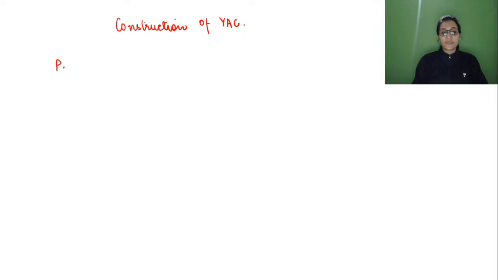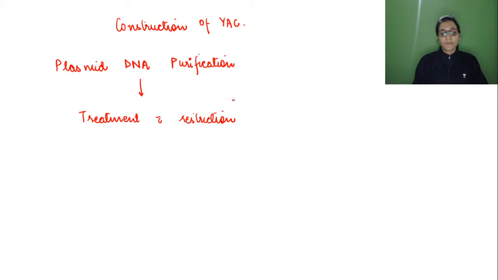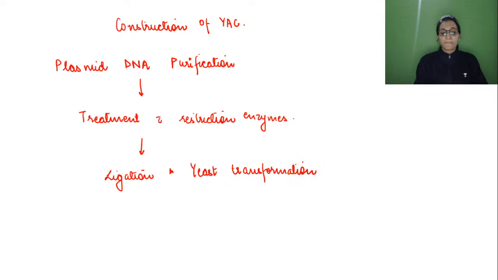So the first step is plasmid DNA purification. After this, it should be treated with enzymes, so treatment with restriction enzymes. After this, ligation and yeast transformation. So this was the construction of yeast artificial chromosome.